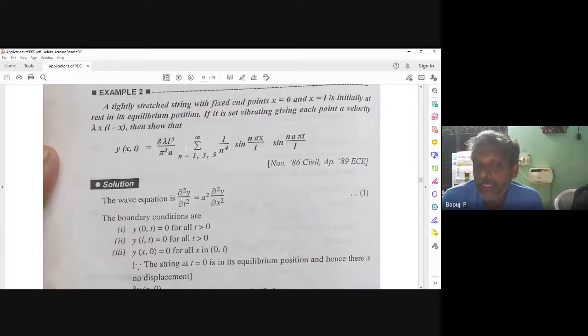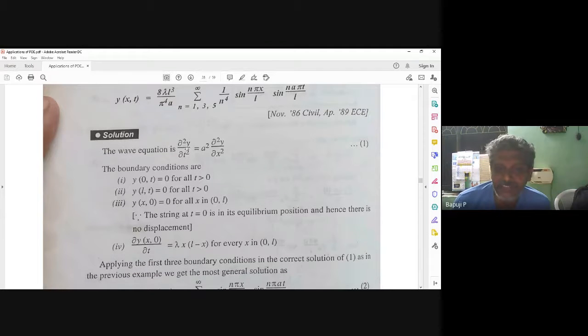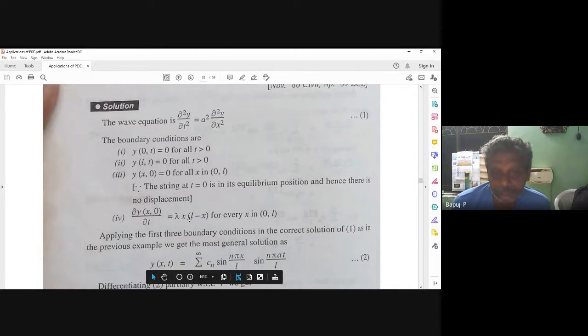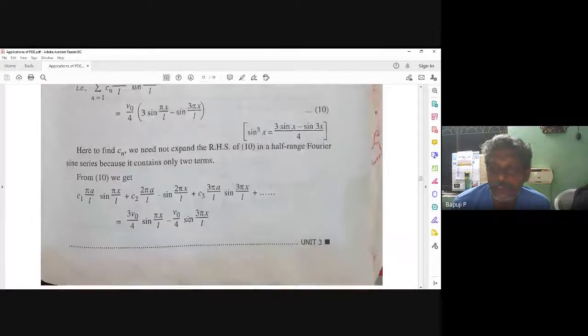But in this story, the third condition is different. Your third condition is what? Initially equilibrium position, so y of x comma 0 is equal to 0. So do this carefully. The first two I will apply as usual. The last one is the velocity. But here I am doing y of 0 comma this. Read the problem carefully, then attack. This directly comes up. Okay, there we see the solution of how to solve the first problem.